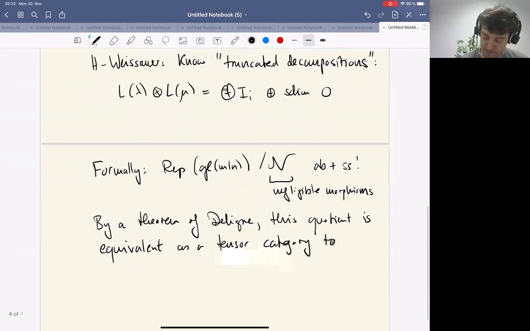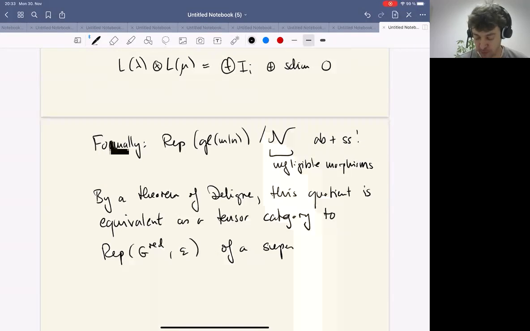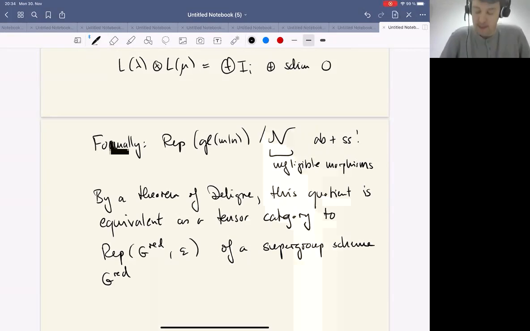to finite dimensional representations, Rep, and I call this red here, like reductive, of a supergroup scheme G_red. And ignore the epsilon. I just wrote it down because I don't like to write down wrong things. So this epsilon has the effect of sort of, it's a full subcategory of the full representation category, which I think is not so relevant for the talk.